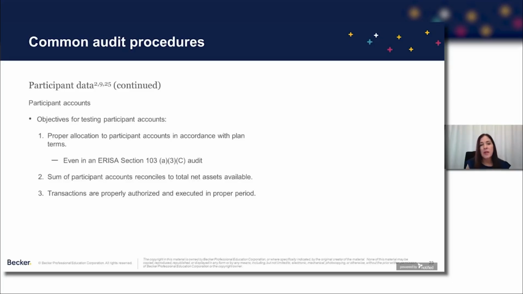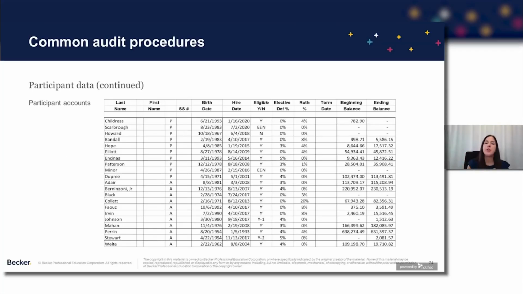So how do we document these procedures? I've got a sample work paper here for you, and this is just an example. So you've got your participants listed, and you've got their birth date and hire date that you either obtained from the participant account balance report or from the payroll report. But then you're testing to verify and prove that information. Is that person's actual birth date and their hire date? Then, based on the plan document, you determine and document whether or not that person was eligible.